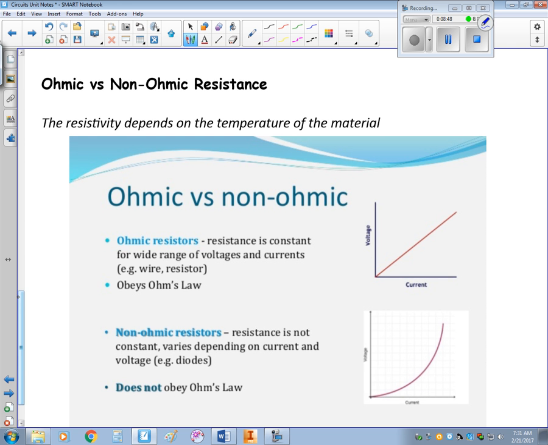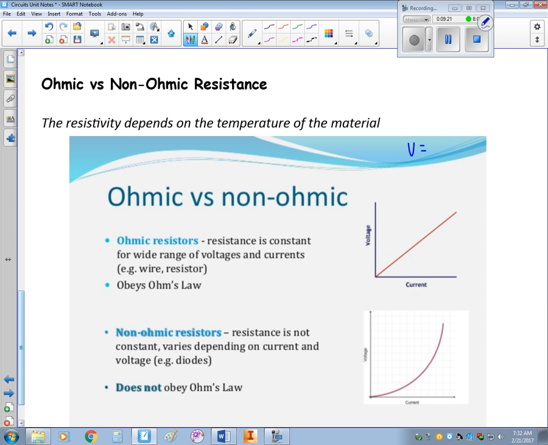Now we need to talk about ohmic versus non-ohmic resistance. You see, the resistivity typically depends on the temperature of the material. If I were to have an ohmic resistor, that means that the resistance is consistent for a wide range of voltages and currents. So a wire is ohmic. A little carbon film resistor is ohmic. And if I were to make a voltage versus current graph, I would get the straight line right here.